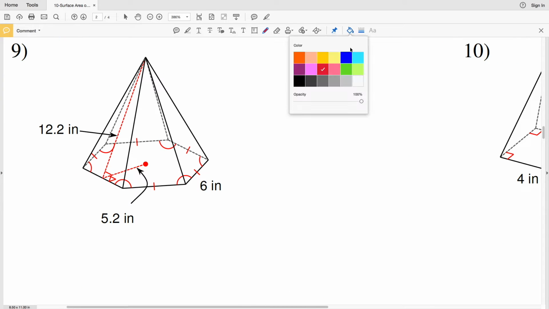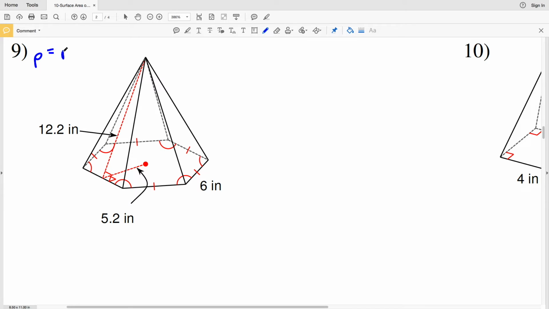And number 9, let's start out by calculating the perimeter. The perimeter P is going to be equal to n times s, since this is a regular polygon for the base. We have 1, 2, 3, 4, 5, 6 sides, so n is equal to 6, and the side length s is equal to 6 inches. So perimeter is going to be 6 times 6 inches, which is 36 inches.